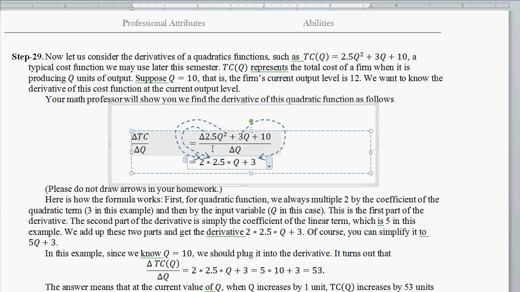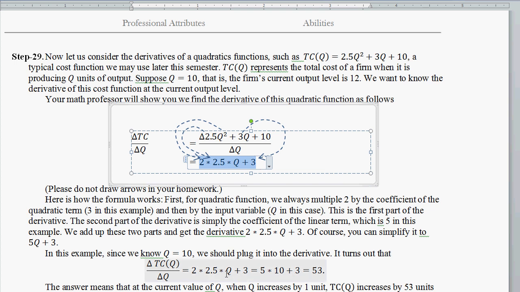And then we get the coefficient of the quadratic term, and we put it here. 2 times this coefficient. Finally, we need to put Q here. Sometimes this quadratic term may be here. It may be here. But as long as it's the quadratic term, we need to do this. Write down the number 2, get the coefficient of this term. If it's a negative number, then get that negative number, put it here, put a parenthesis around it. And then put this input variable here. That's the first part. Second, let's look at the linear part. We need to get the coefficient of the linear part and put it here as the second part of the derivative. Okay, so that's the derivative of a quadratic function.